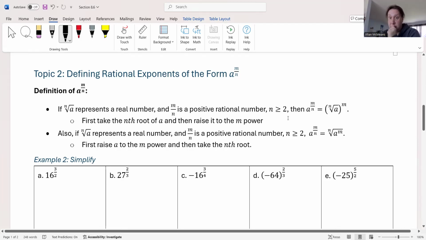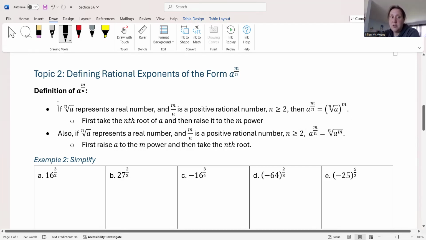Now, similarly, we can have another situation that shows up here. If the nth root of a represents a real number and m over n is a positive rational number such that n is greater than 2, a to the m over n can equal the nth root of a to the m power. So notice the parentheses versus not parentheses. These two expressions are the same. It just kind of depends on how you want to simplify it. In this case, you first raise a to the m power and then take the nth root.